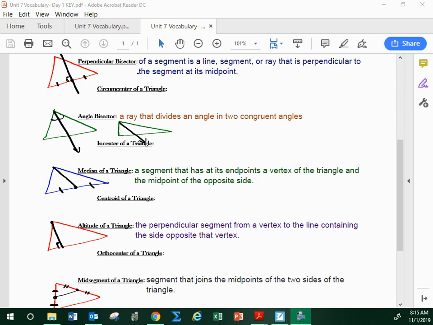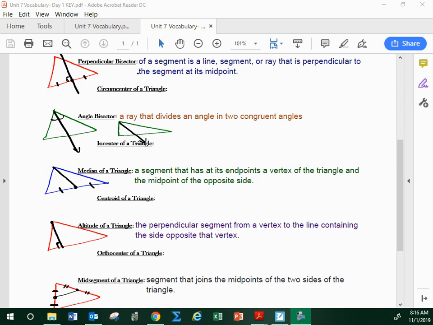Assignment sheet. Hopefully that's what it says. And mid-segment theorem. Awesome. So today we're learning about two theorems that aren't necessarily within a triangle. The mid-segment theorem does deal with the triangle, but angle bisector theorem and perpendicular bisector theorem, just the original theorems, don't have to be in a triangle.